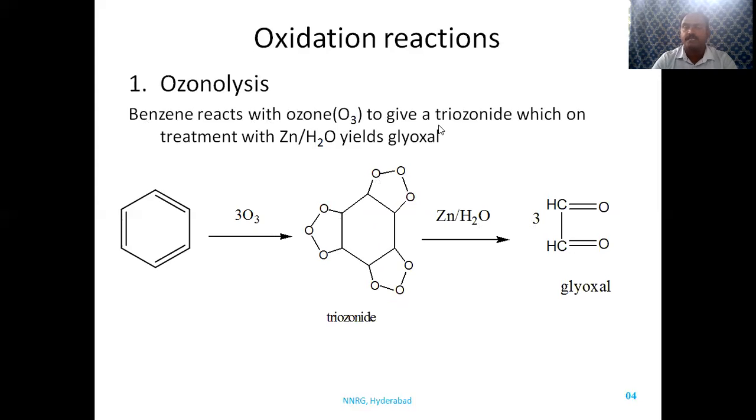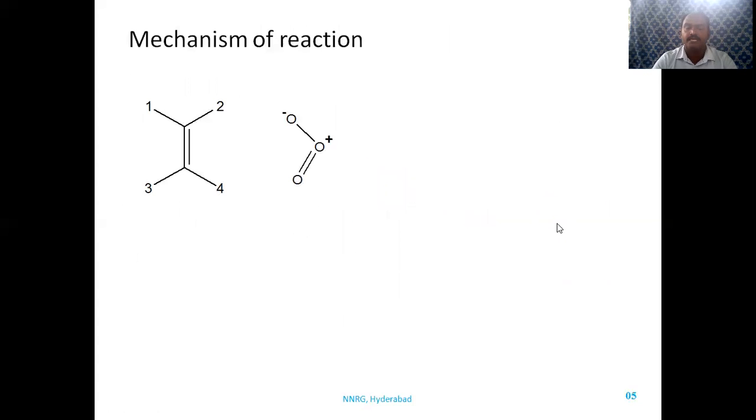So it first forms the triozonide, and when we react it with zinc in the presence of water, it gives rise to glyoxal. You see the mechanism involved here. We'll talk about one single double bond. So assume that 1 and 3 are hydrogens in the benzene, and 2 and 4 are carbons. So this carbon is attached to another carbon. When you assume this double bond is reacting with ozone, this is the structure of ozone.